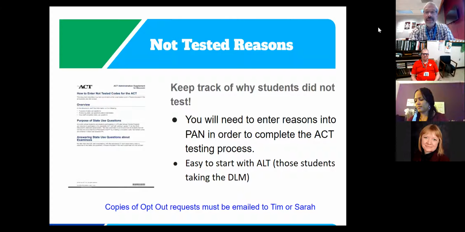You can even start making a list right now of those students who are already scheduled to take the Dynamic Learning Maps assessment, because those would ultimately be put into Pearson Access Next as an alt. There's a process it goes through. It takes you and shows you what the steps are for getting to what are called the state use questions. You only have to answer one for each student.